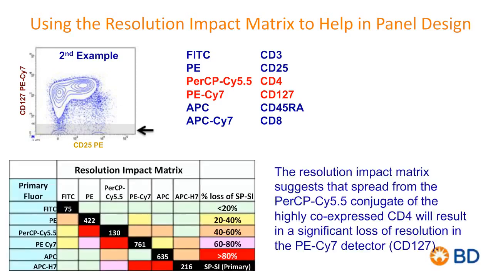But what we know and what we can see here is that PE-Cy7, let's go and look, the primary fluor is PE-Cy7. Let's look across that row. And what we can see is that PerCP-Cy5.5 is red. That means PerCP-Cy5.5 is going to have a lot of spread into the PE-Cy7. And now we know that the PerCP-Cy5.5, if we look at the panel, was on CD4. We know that our T-reg cells are CD4 positive. Therefore, it's highly likely that it's the PerCP-Cy5.5 CD4 that is causing us our problems in the CD127.